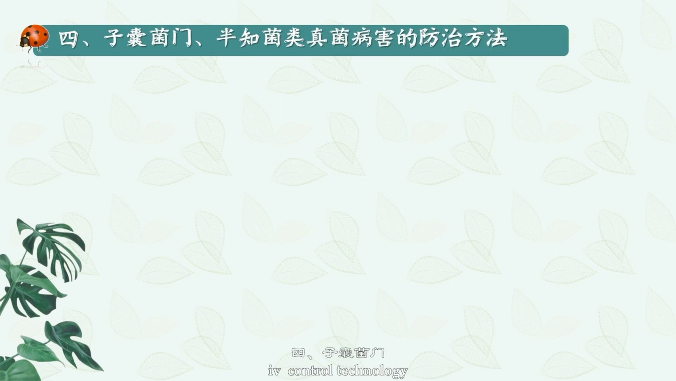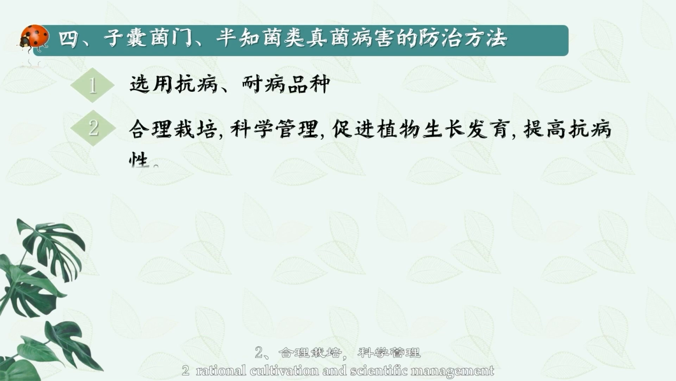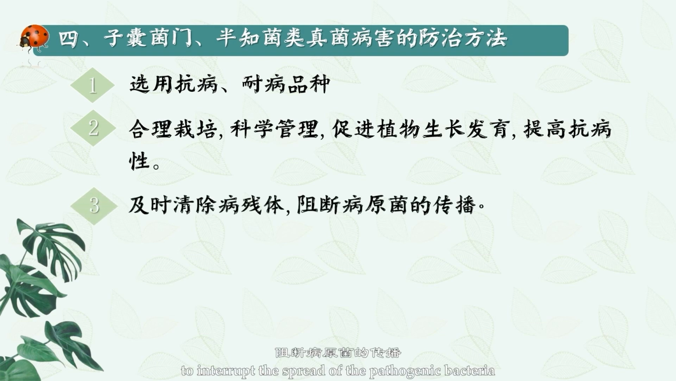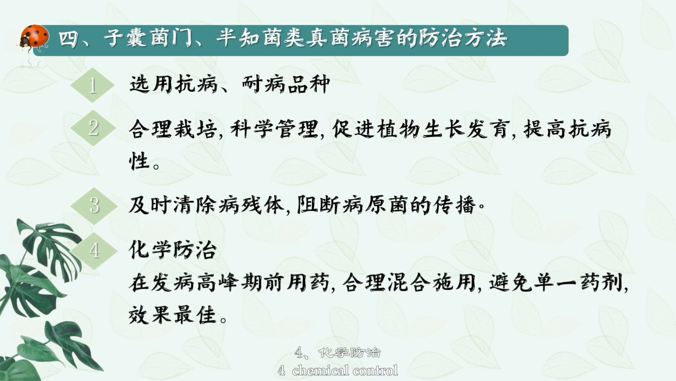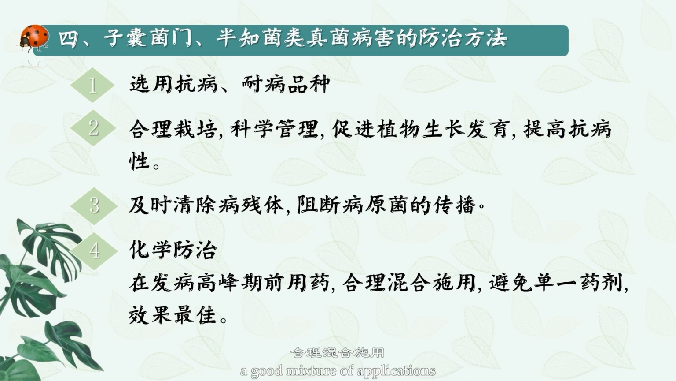4. Control technology of Ascomycota and imperfect fungal diseases. 1. Choose disease-resistant and disease-tolerant varieties. 2. Rational cultivation and scientific management. Promote plant growth and development and improve disease resistance. 3. Timely removal of disease residues to interrupt the spread of pathogenic bacteria. 4. Chemical control. Chemical control should be applied before the peak period of disease onset. A good mixture of applications. Avoid a single fungicide for best results.